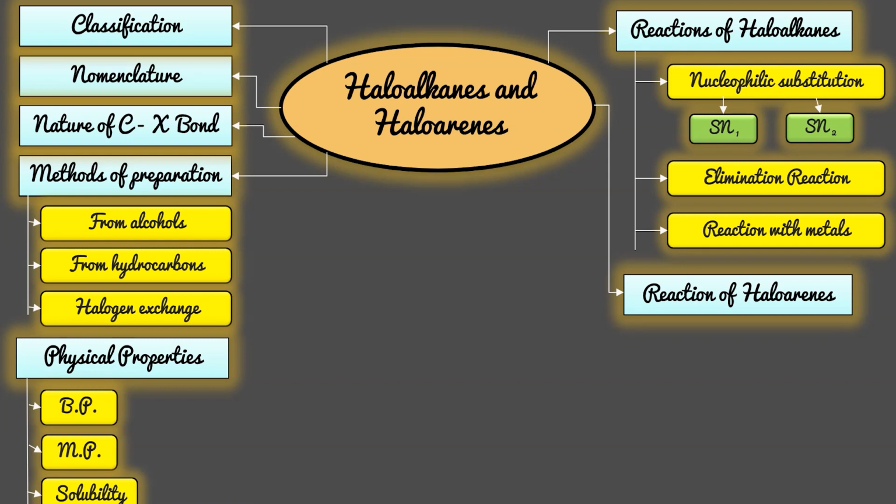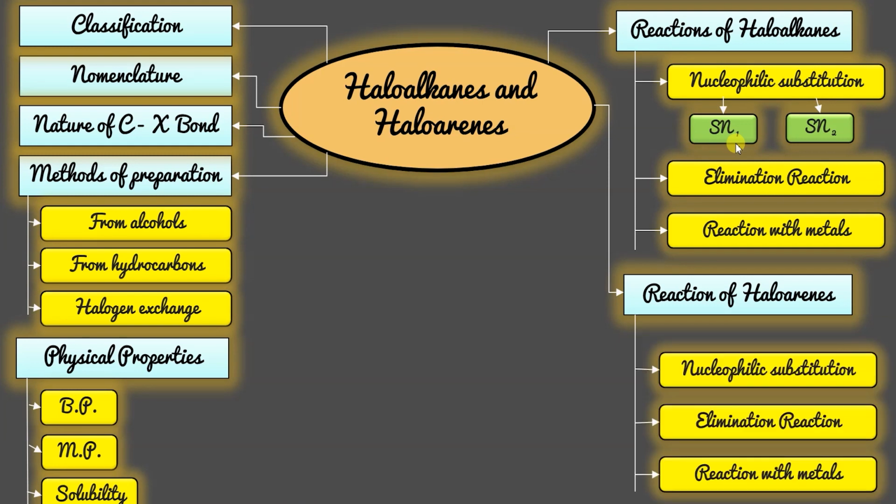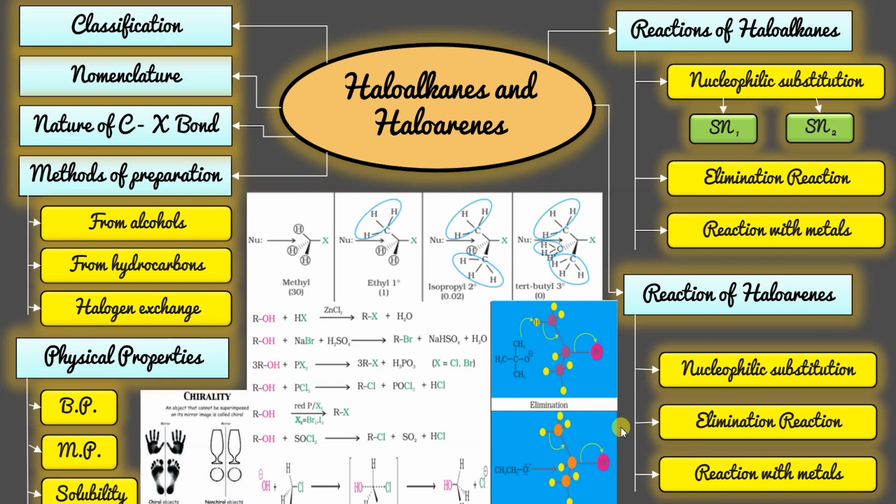Reactions of haloalkanes will include nucleophilic substitution reaction, SN1, SN2, elimination, reaction with metals. So these things are very important. We will deal with them one by one. And for reactions of haloarenes, we will discuss nucleophilic substitution, elimination reaction, and reaction with metals. Although there is some important part in this, that I will discuss at that time only. So these are the things we are going to explain.